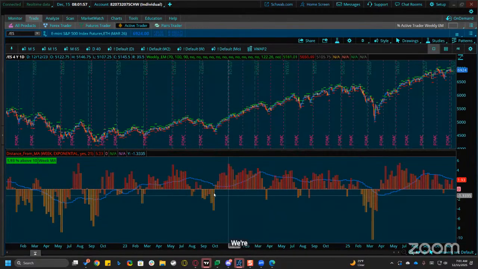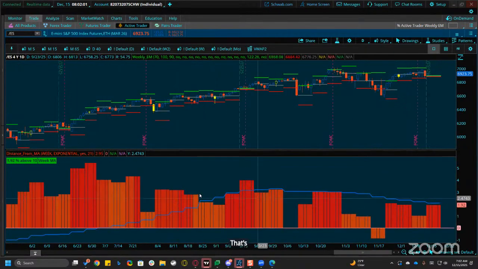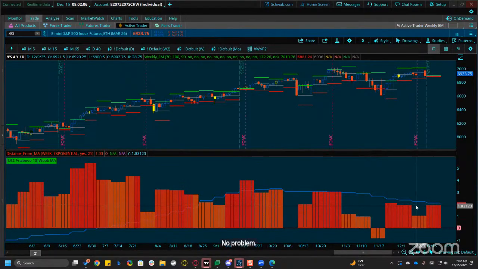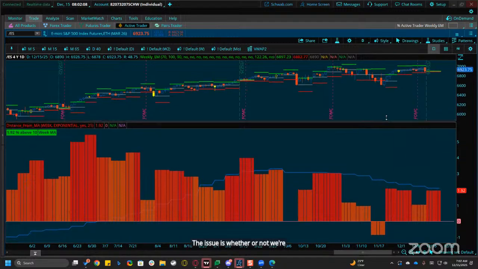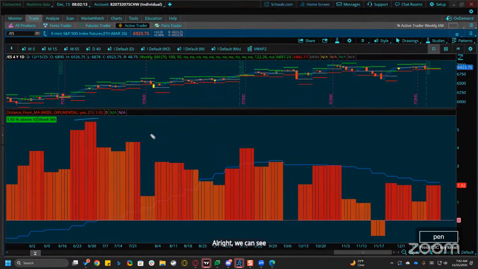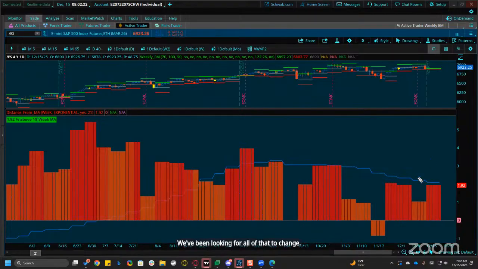We're above the 10-week around 1.9%. If we look back, that's nothing. We've been much higher than that. No problem. The issue is whether or not we're finally going to break this lower high that we've been putting in. All right, we can see we kind of topped out here, and then it's just been slowly working its way lower and lower and lower. We've been looking for all of that to change. This has been happening for half a year now, and we still haven't had a change yet.